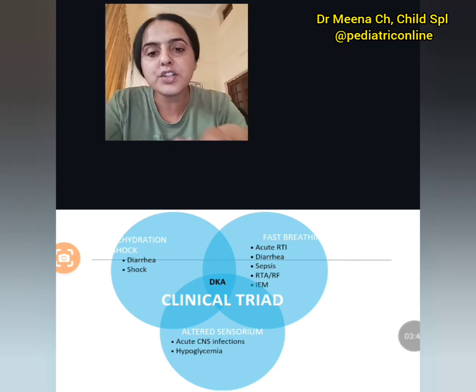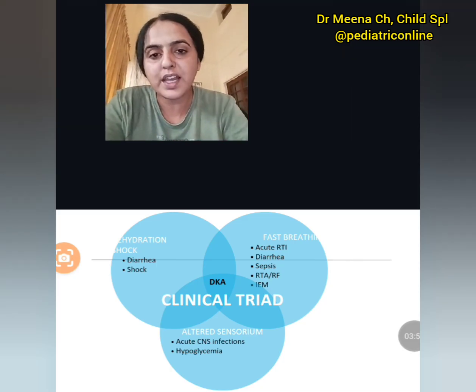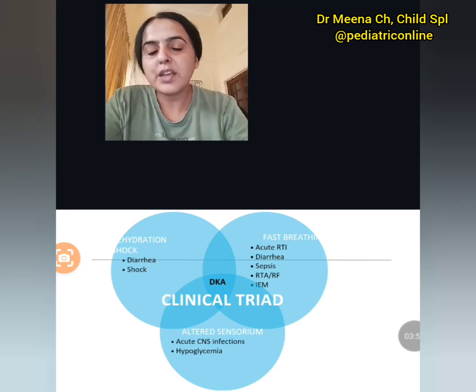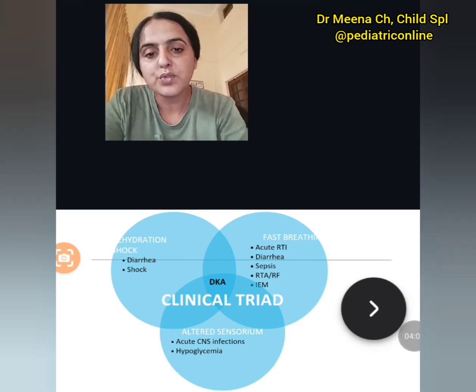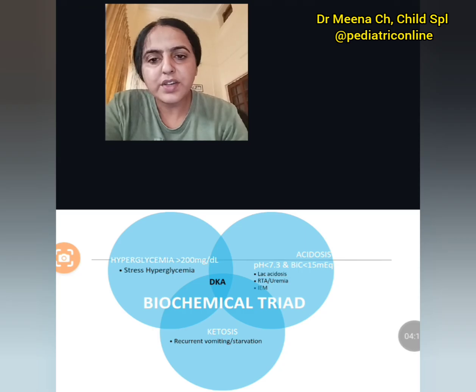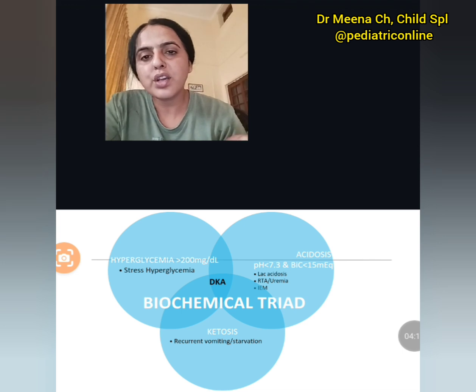In dehydration and shock, underlying diarrhea can be there, underlying vomiting can be there. Fast breathing can be in IEM, it can be in renal failure, it can be in sepsis. Then altered sensorium can be due to any of the CNS infections, and it can be due to hypoglycemia also. Biochemical triad, in case of DKA: one, the glucose levels are high; the other is abnormal ABG, where pH is low, bicarbonate is low; and then you have ketonuria or ketonemia.